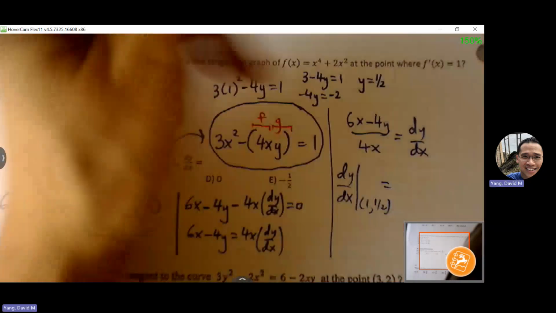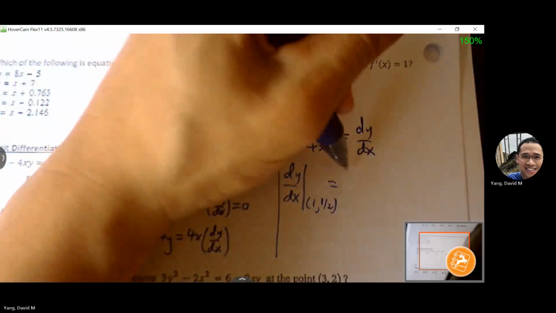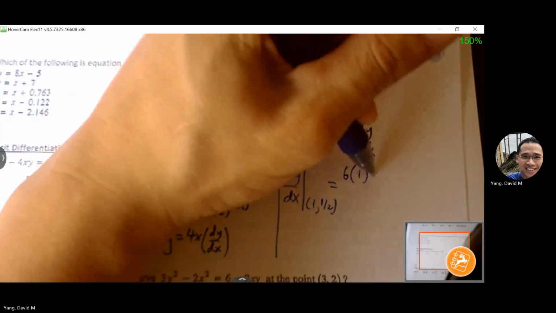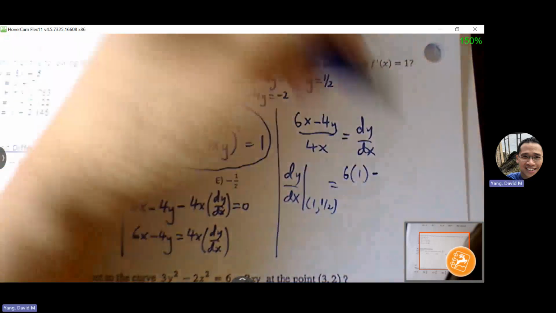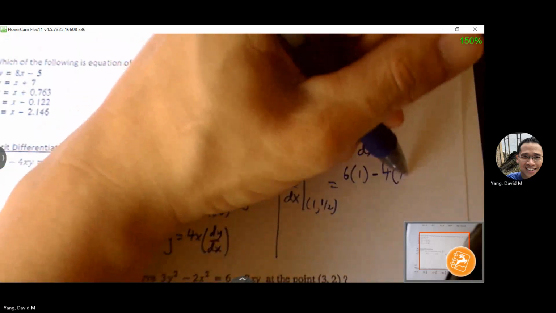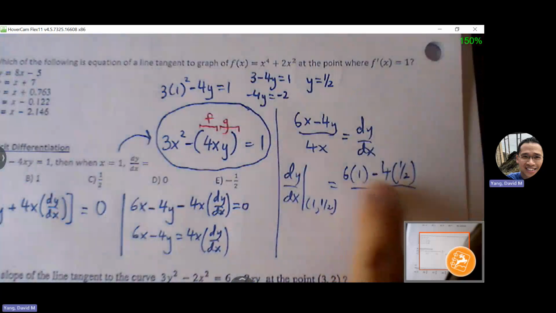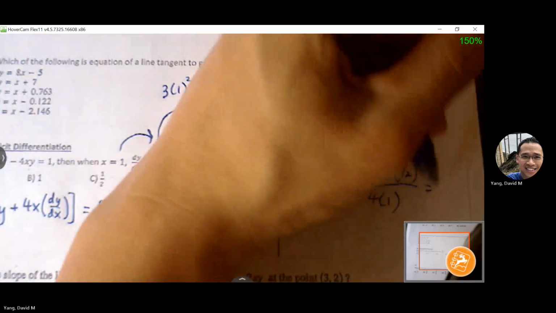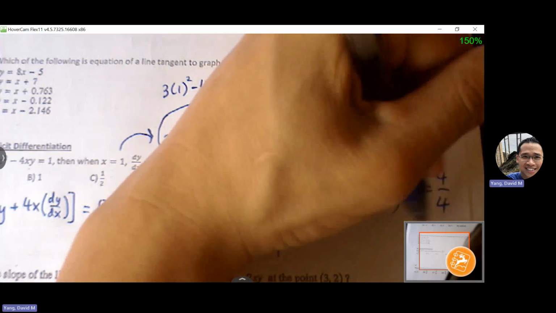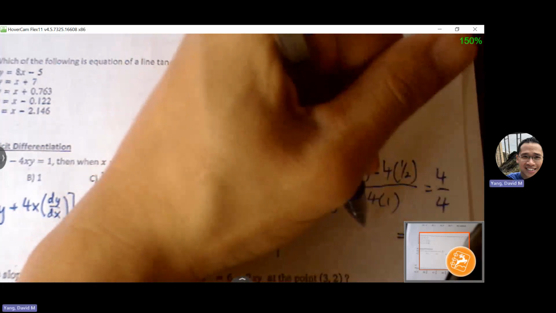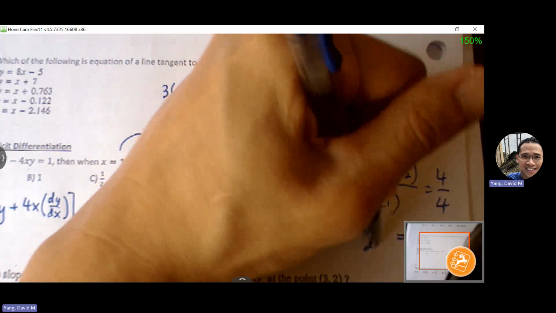And I can go into my slope formula. So 1 in for x and 1/2 in for y. So 6 minus 2 is 4. 4 over 4 is 1. So my slope at (1, 1/2) is going to be 1.